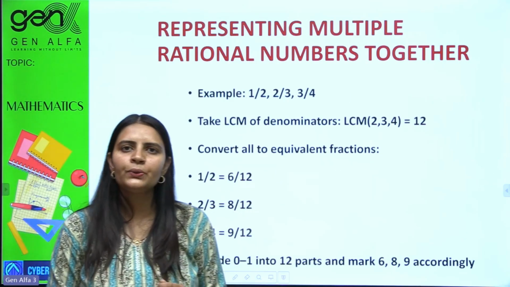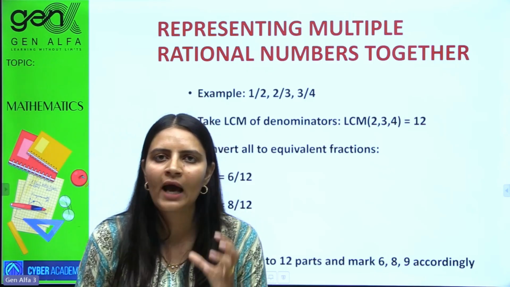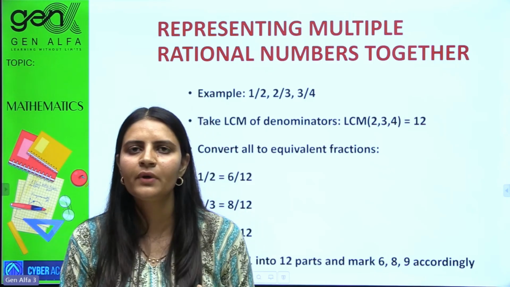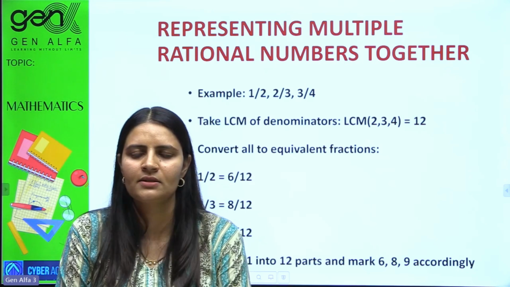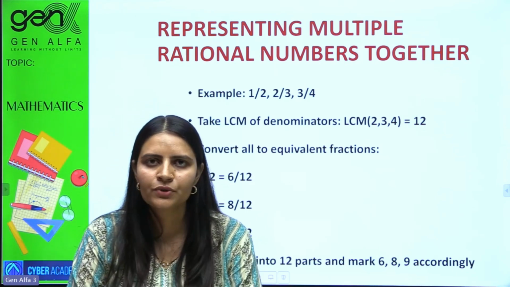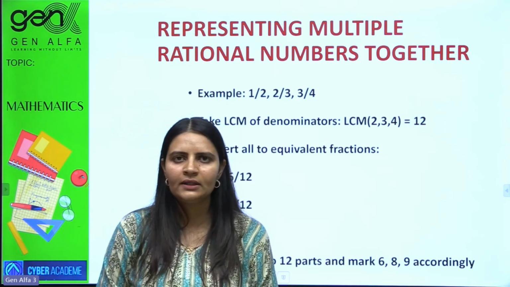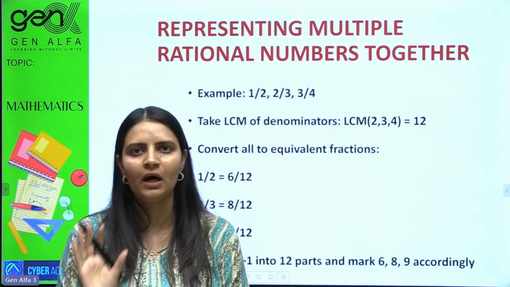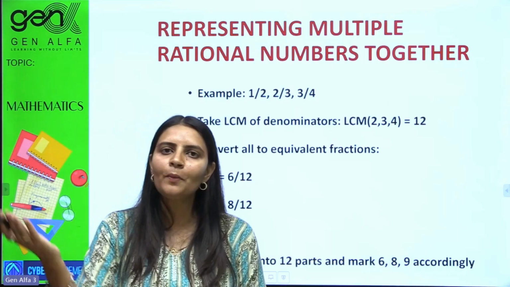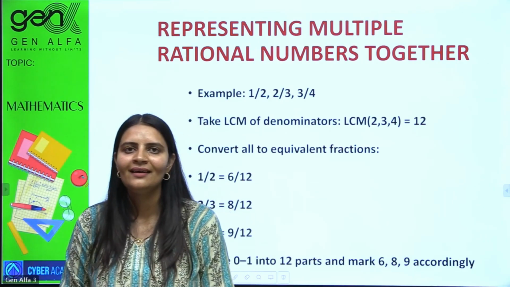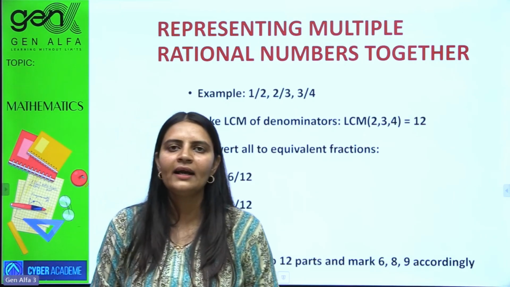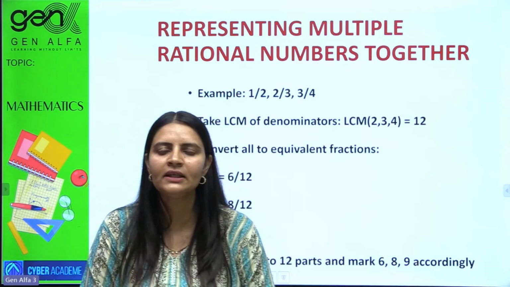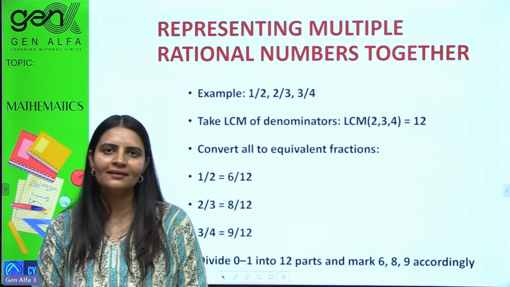So how do you represent fractions, rational numbers with different denominators? So far, what I have taught you is that whatever the denominator is, my dear students, you have to divide the segment into the same number of parts. But what if the denominator is multiple? Yes, we have a couple of denominators over here. So how do you do that?